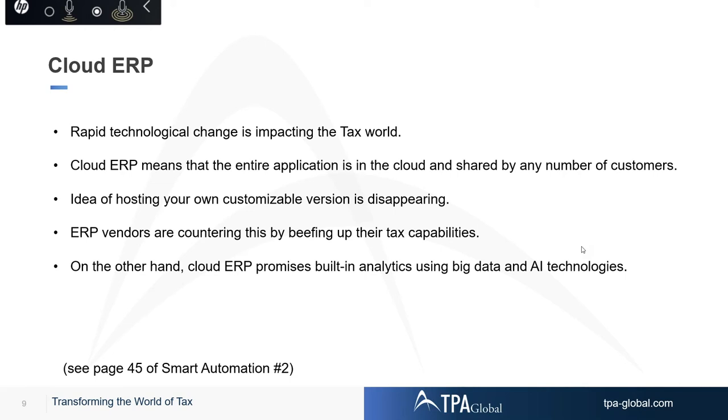So you can't do customized applications like TP Genie anymore, simply because it is created, stored, and extracted in one manner only, the way SAP looks at it, or the way Oracle looks at it, or the way Azure looks at it. So ERP vendors are addressing this by beefing up their tax capabilities. The tax engine in SAP is very light right now. That's why you have all these different software packages.